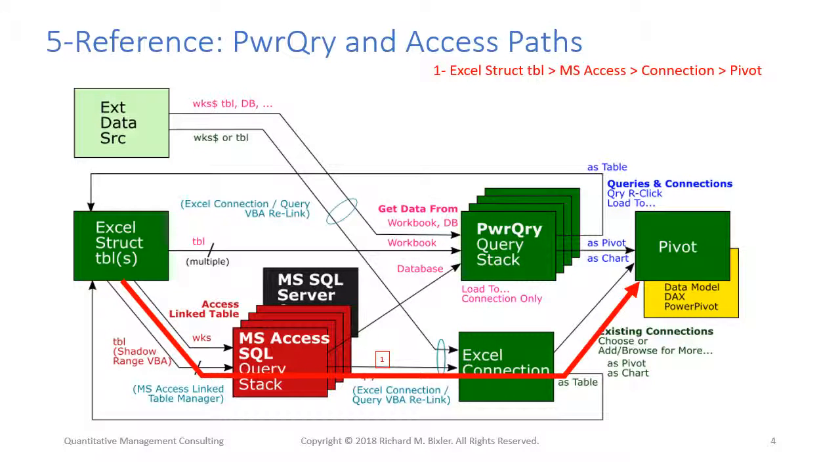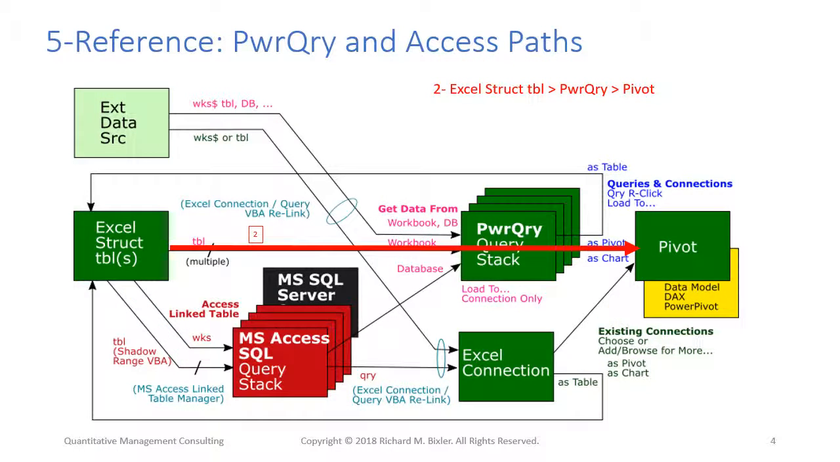In path 1, Excel structured tables are routed through MS Access, where they're queried, then go back into Excel through an Excel data connection to drive pivot reports or visualizations. Path 2 has functionality similar to Path 1 using Power Query.